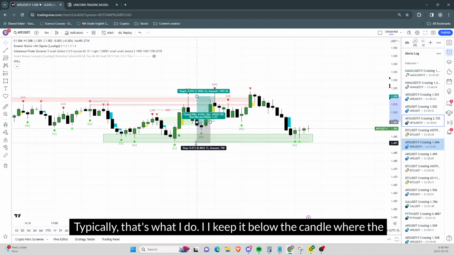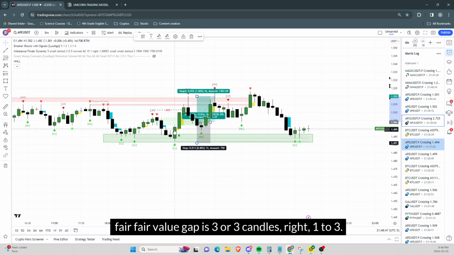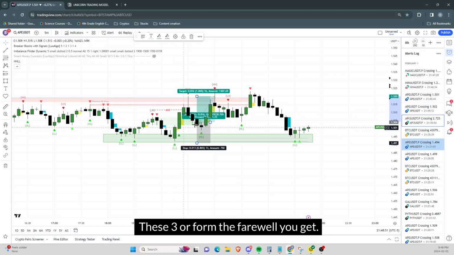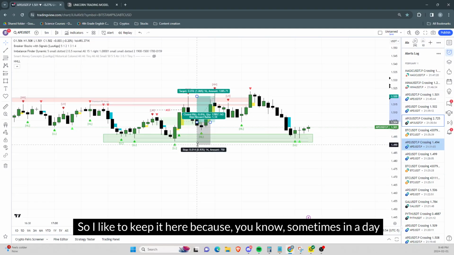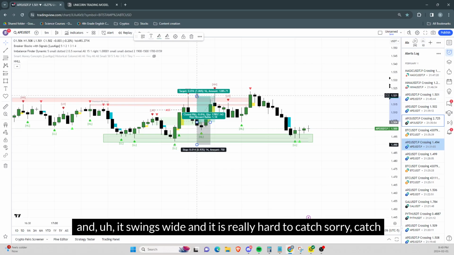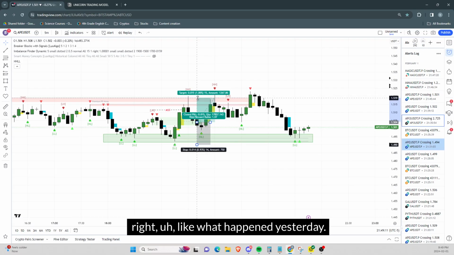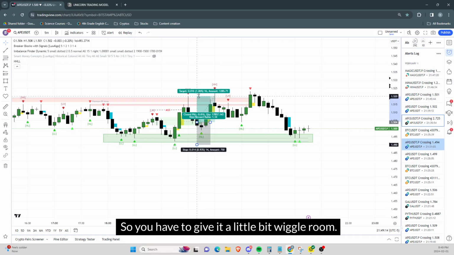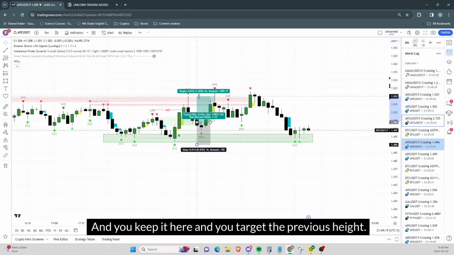I keep it below the candle where the fair value gap is. Three candles, right? 1, 2, 3. These three form the fair value gap. So I like to keep it here because sometimes on a day when the news is released, it tends to be very volatile and it swings wide, and it is really hard to catch a move without being stopped out, right? Like what happened yesterday. So you have to give it a little bit of wiggle room, and you keep it here and you target the previous high.